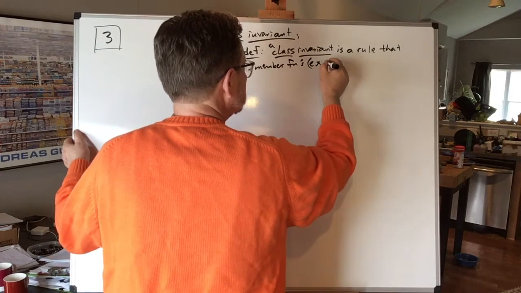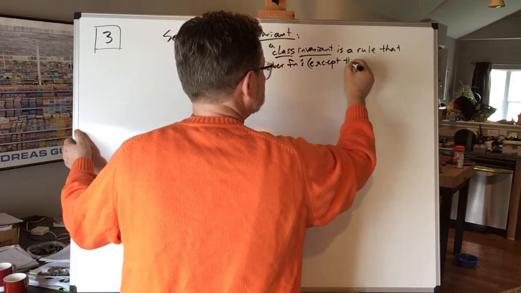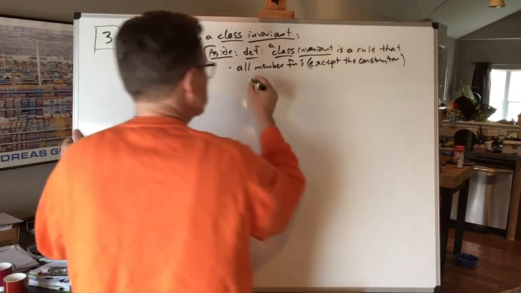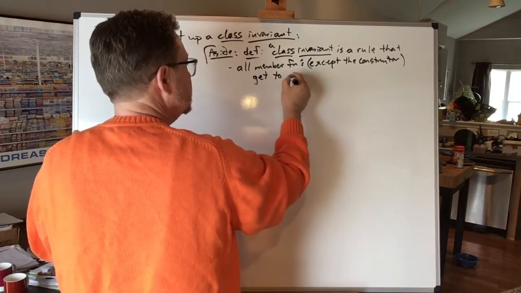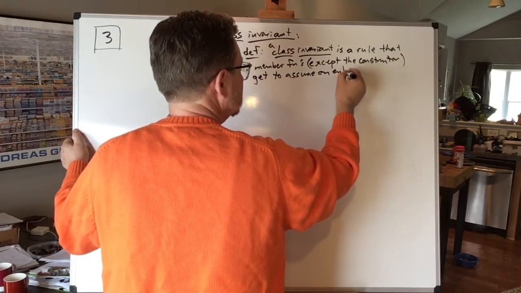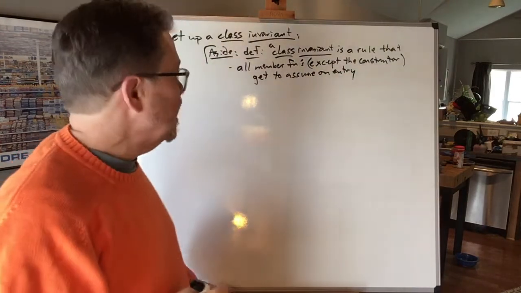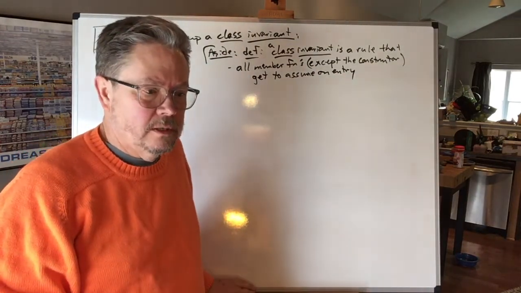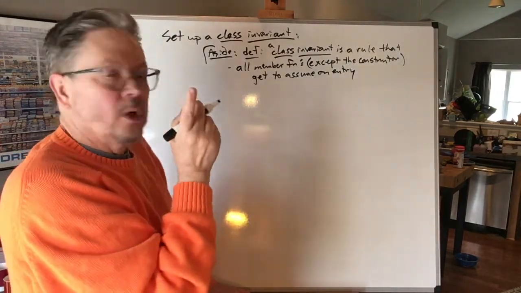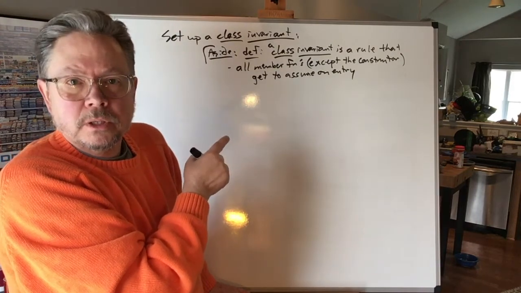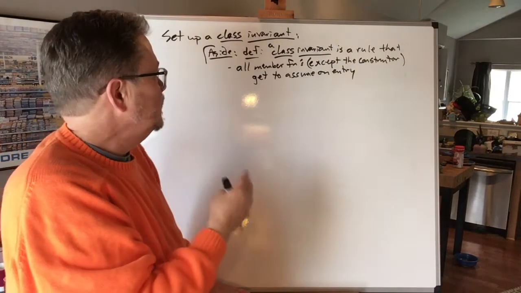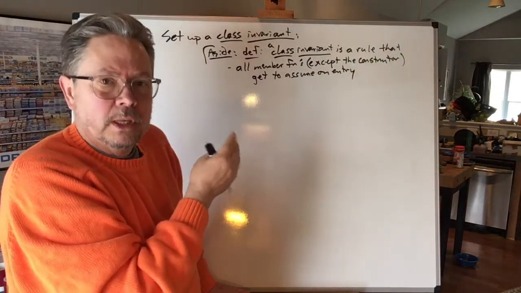except the constructor get to assume on entry. That means whatever we've listed as a class invariant, for example, the head pointer points at the empty head node. When I call the get operation or the insert operation or any of the other member functions, even the destructor, when it's called for me automatically, they get to assume that that rule is in place, it's been enforced.